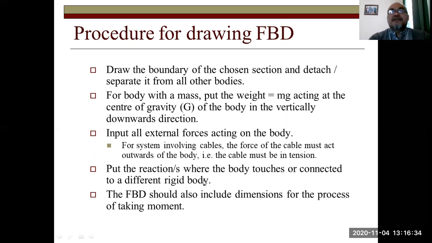So whenever there is connection of that subsection or that section or that sub body to the other body, then there should be a reaction force. Otherwise, it is not in equilibrium. Equilibrium is achieved or is obtained because there are reaction forces. Then also, since we are speaking about rigid bodies where there is moment, do not forget the dimension. Put also the dimension in the free body diagram. This is important. Do not forget the dimension, the size, so that then we can calculate the moment.